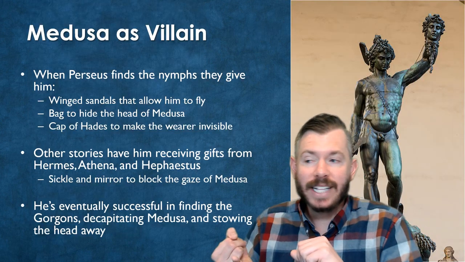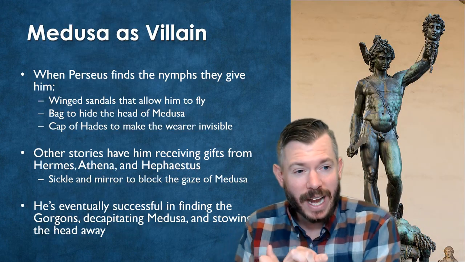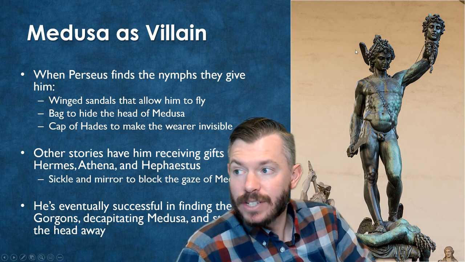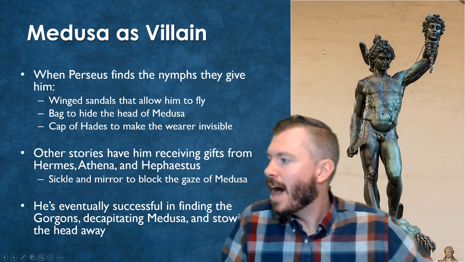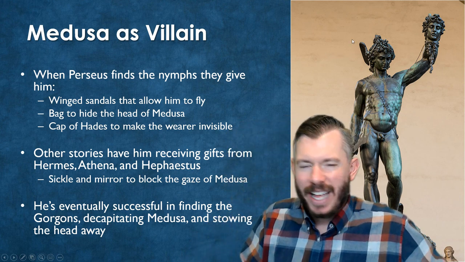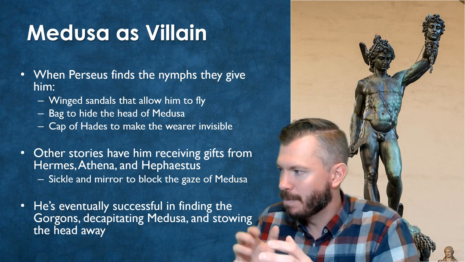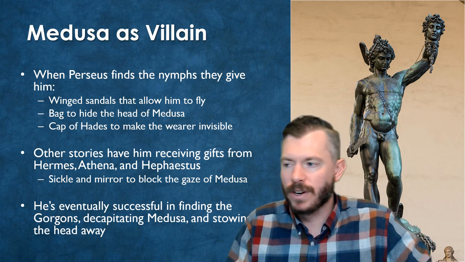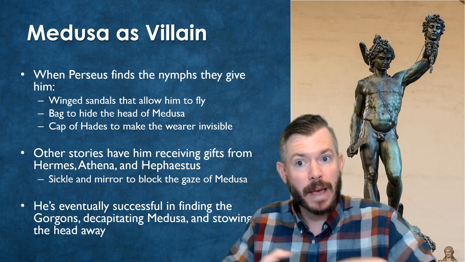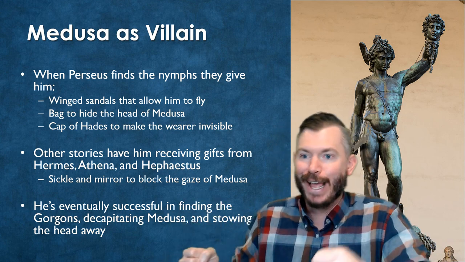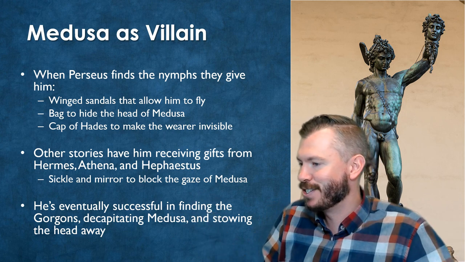So what he ends up getting, first he ends up with winged sandals, or in this depiction, we see both the winged sandals as well as a winged hat here. That hat as well is able to make him invisible at certain points in time. And then he needs, of course, a bag as well to be able to hold the head after he gets it, so he doesn't accidentally go around turning everything and everybody to stone.